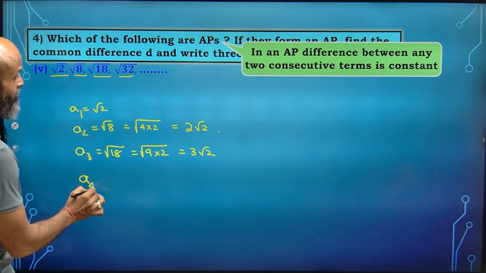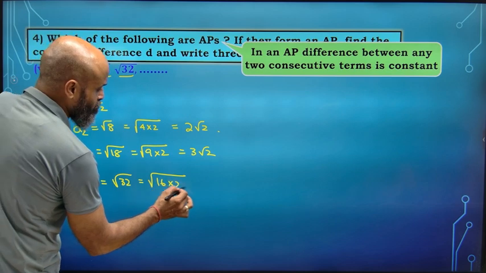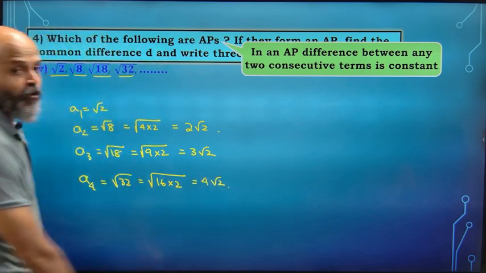Again a4 is √32. So that means √16 into 2. That gives you how much? 4√2. Okay.